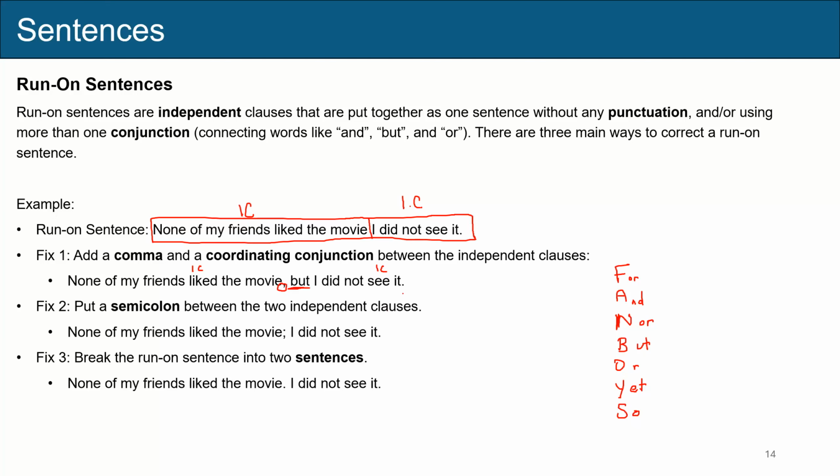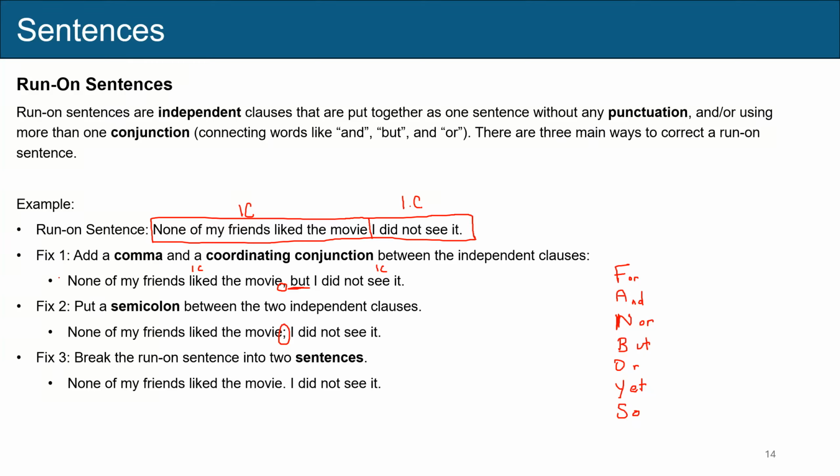Another thing we can do, going back to our understanding of punctuation in Module 3, is we can put a semicolon between these two things that could be sentences. They do have to be related sentences, though. None of my friends liked the movie; I did not see it. So all we've done here is we've put a semicolon between those two things. Again, they need to be related. I couldn't say none of my friends liked the movie; I am having salmon for dinner. Those two things aren't connected in terms of the thoughts. So we need to make sure that any sentences that we want to connect that way are connected in relationship to one another.